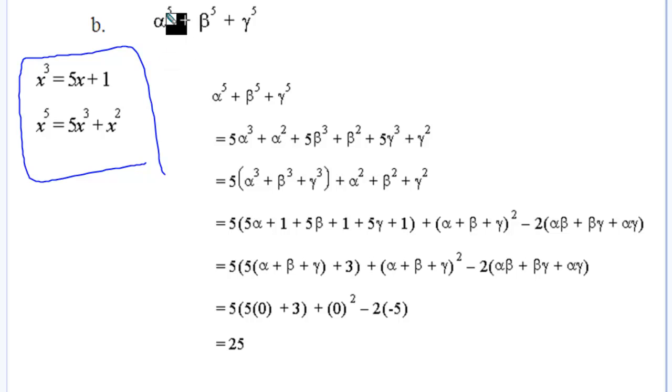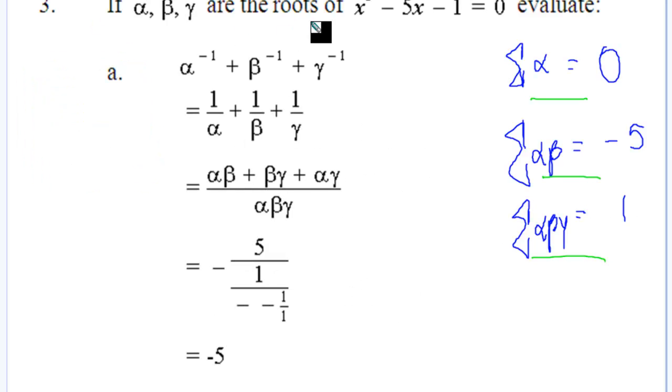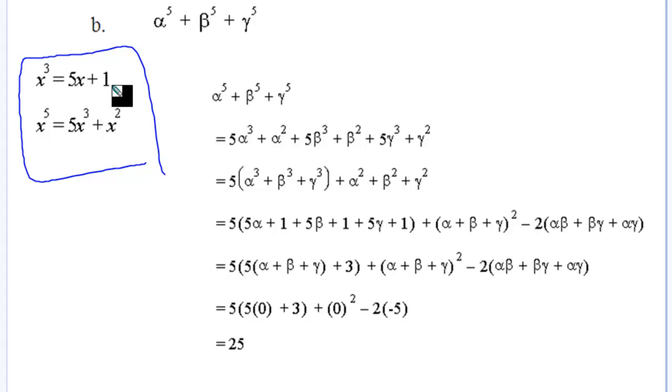If we've got alpha to the power of 5, beta to the power of 5, and gamma to the power of 5, well again, if we look at our equation, we can write x cubed equal to 5x plus 1. And like we did in the last question, we can just multiply by x squared and then sum our left-hand side and sum our right-hand side. So we can break down the alpha cubed plus beta cubed plus gamma cubed, because alpha cubed would be 5 alpha plus 1. So we can see that one's going to be equal to that part from this part here.